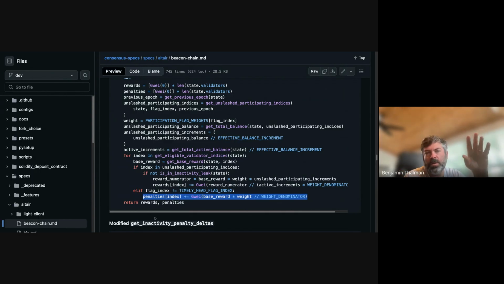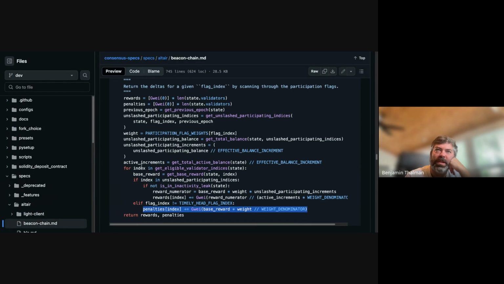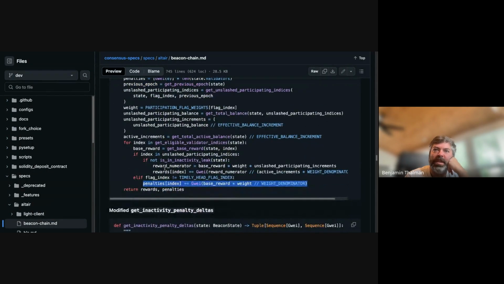There's more. You have to do a little bit more work here to fully see this. You have to see the function that's calling get_flag_index_deltas, and then look at a few other things here. But this is basically where you'd want to start and review this part of the specs. Again, this doesn't change pre and post Pectra. The penalties are roughly the same. But I just wanted you to see that because it is one of the things that happens with a slashable offense.